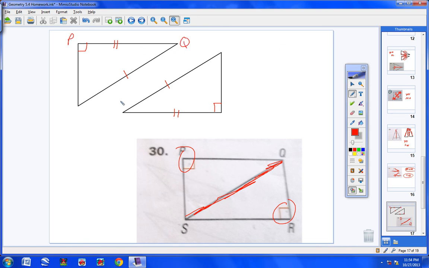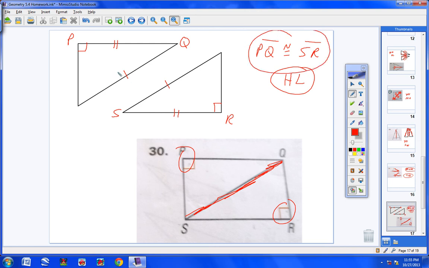PQ congruent to SR. So if I can state that PQ is congruent to SR, then I can use hypotenuse leg. Okay? So I have two right triangles, yes. I have a hypotenuse and a hypotenuse congruent to each other, yes. And I have a leg congruent to a leg, yes. So I can definitely use hypotenuse leg as long as PQ is congruent to SR.